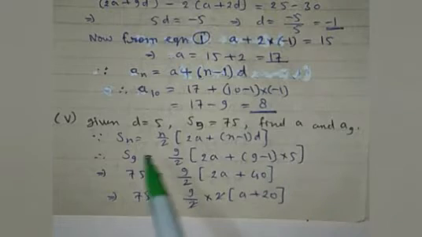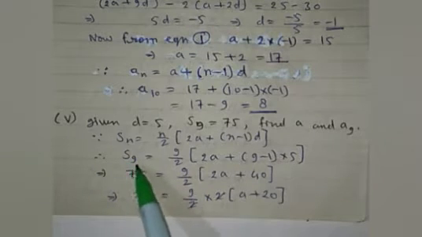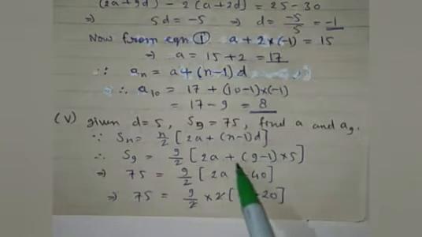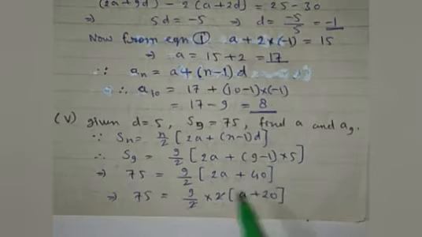Now in the fifth part, given d equal to 5, s9 equal to 75, find a and a9. Now using the formula for Sn equal to n by 2 into 2a plus n minus 1 into d, hence S9 is equal to 9 by 2 into 2a plus 9 minus 1 into d, 5. So here 9 minus 1 means 8. 8 into 5 will give 40. So here 2a plus 40.